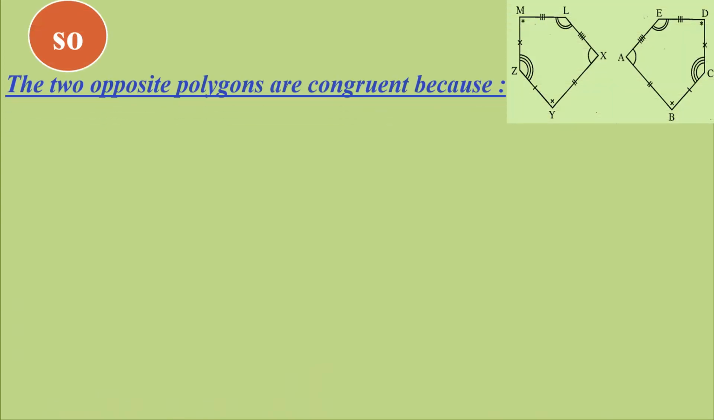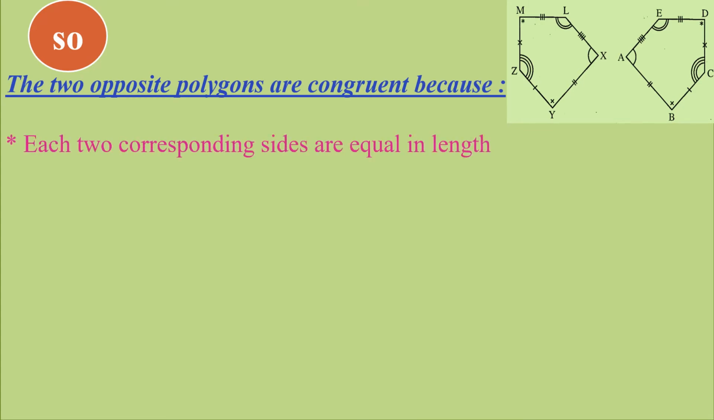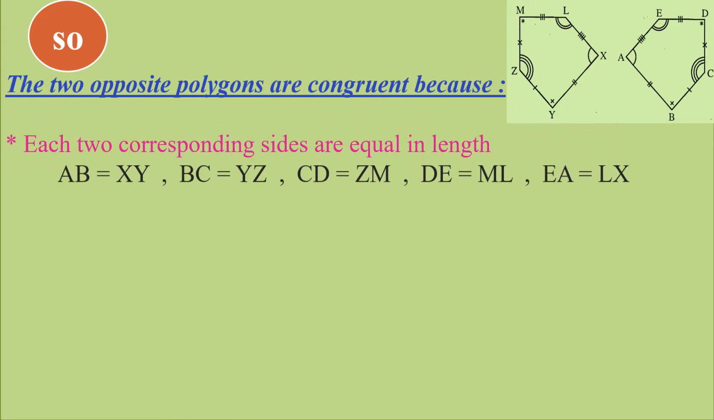So the two opposite polygons are congruent because each two corresponding sides are equal in length. In the first one, AB equals the second one, XY. This is the side in the first one, and in the second one, BC equals YZ, CD equals ZM, DE equals ML, EA equals LX.